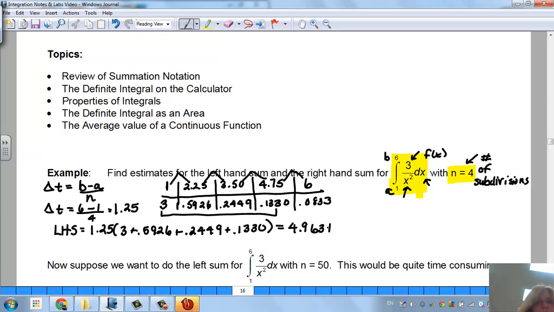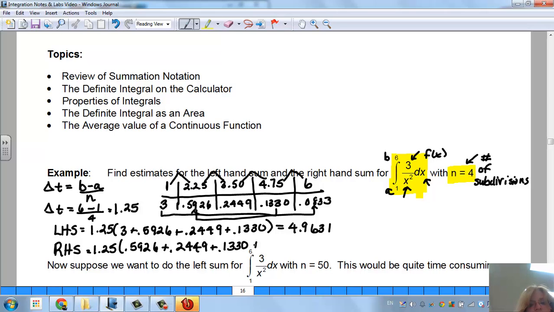My right-hand sum is going to be, right-hand sum, as I'm going to do 1.25, but now when I do the right-hand sum, I'm going to start here and go to here. So it's going to be 0.5926 plus 0.2449 plus 0.1330 plus 0.0833, and this should be my lower estimate, and it is. It comes out to 1.3173. So if I were going to ask you to tell me an estimate, we would actually average these two, divide it by 2, and come up with an estimate.